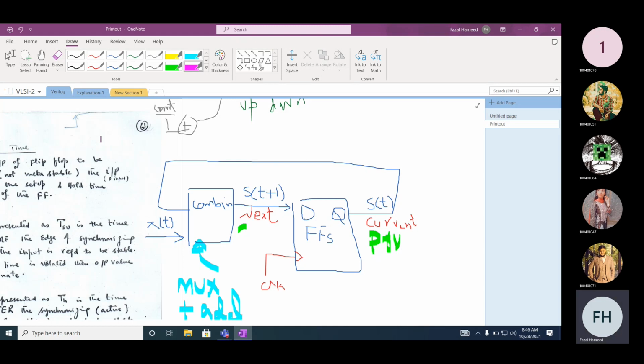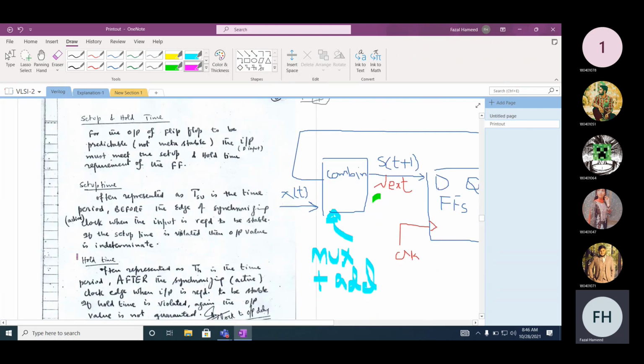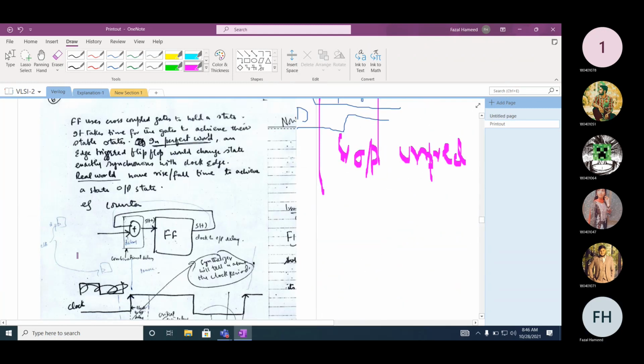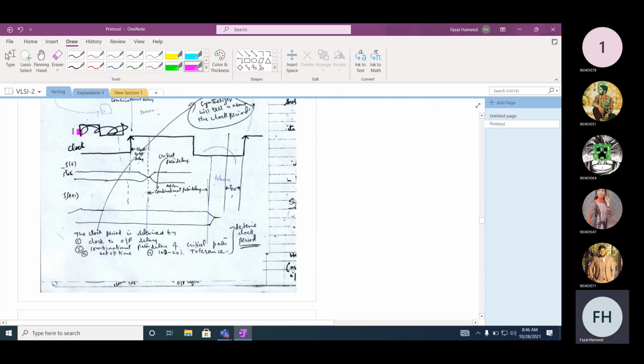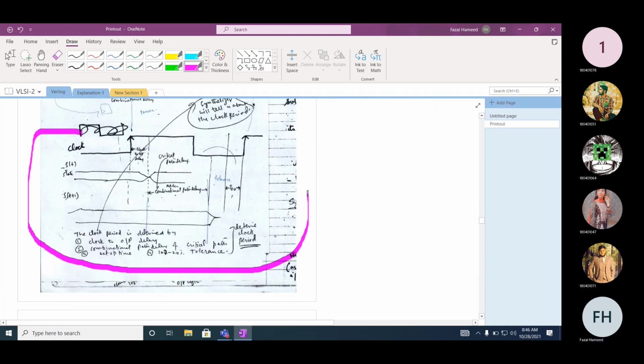Okay, and now we have already studied different examples. We have studied an example of a clock divider. We have studied an example of a counter, an up and down counter. So now these are all details that I already covered.